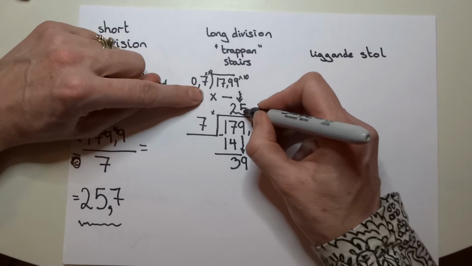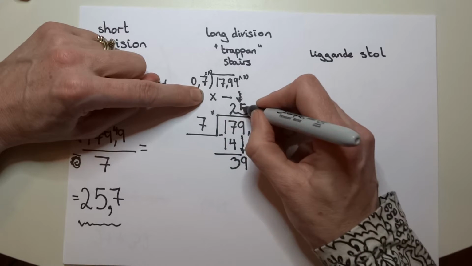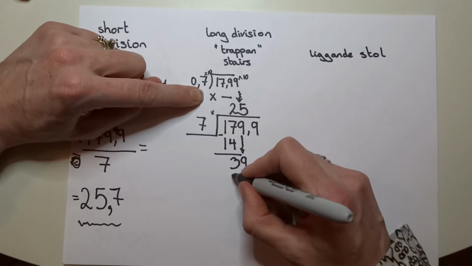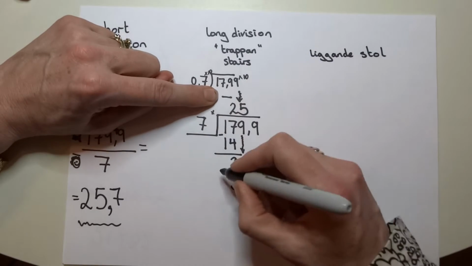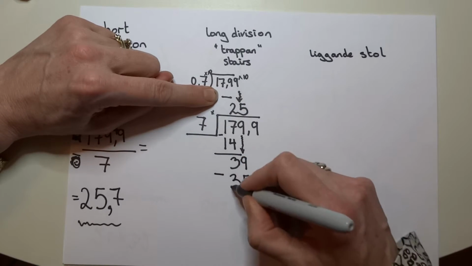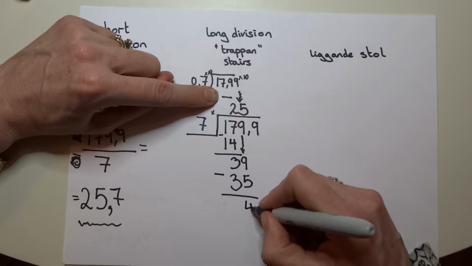5, we've done the divide, let's do the next step, the times. 5 times 7 is 35. Write it under the 39. Move over to the subtraction step. 39 minus 35 is 4.